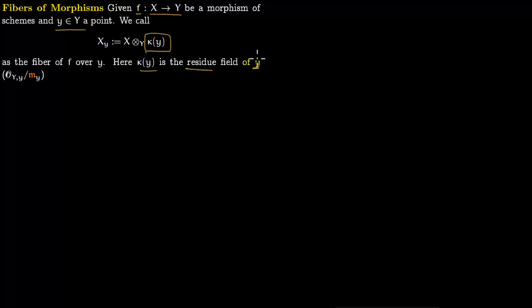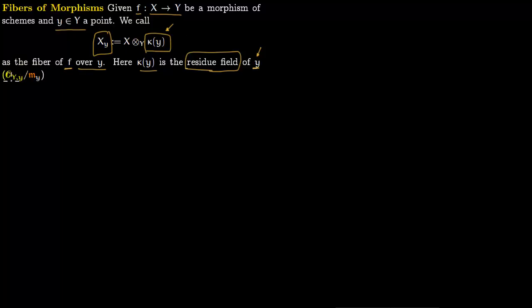So corresponding to point y, recall that you have a local ring, and then you mod out the maximal ideal of the local ring, and what you get is a residue field. So this residue field we are denoting by kappa of y. This thing is called the fiber of f over y, because you have this morphism f and then you have this fiber over y. So we are going to compute a lot of examples to properly understand this very important structure.